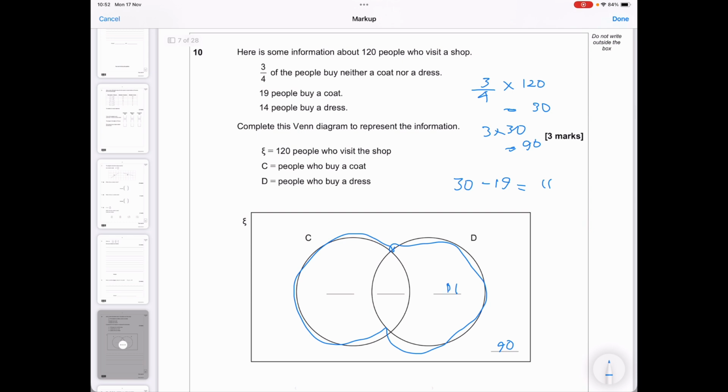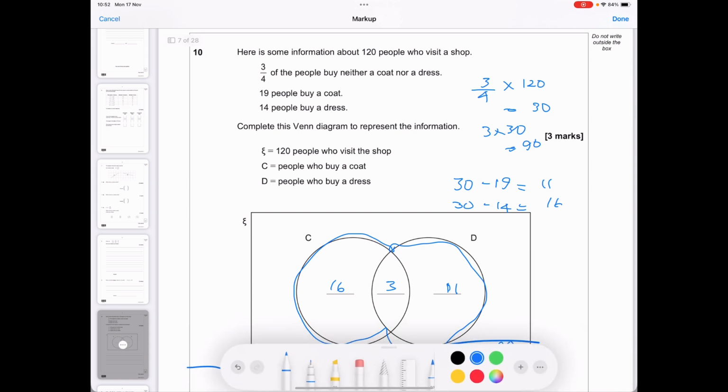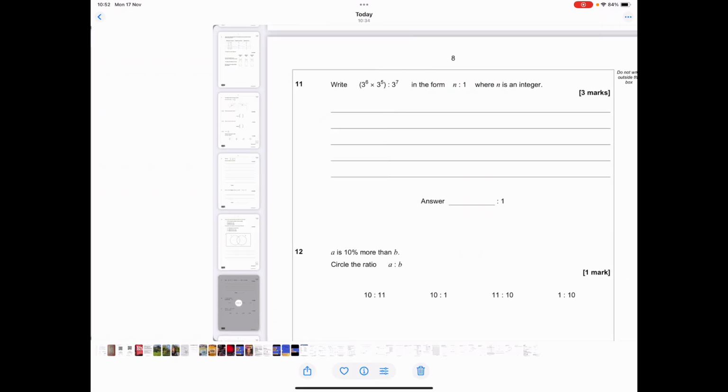Okay, there are other ways of doing this, but that's the way I do it. Then 14 people buy a dress. So let's do 30 minus 14, and that will tell us how many people buy a coat, and that's 16. So 16 is there. Now 16 plus 11 is 27, and there's got to be 30 in the whole of C and D, so the intersection is 3. And that's one way of doing that. Done and over.